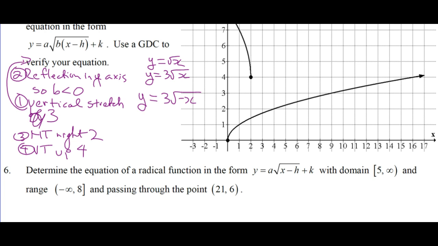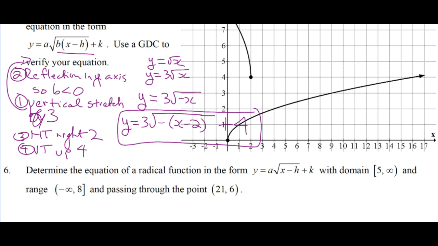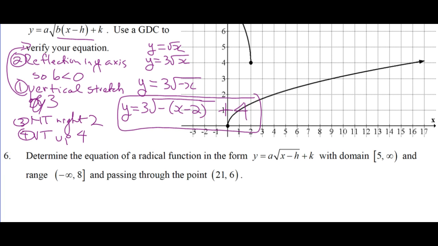Then we went right 2, so y equals 3 root negative, and I replaced the x with what? How do I go right 2? Minus 2. Remember the form, the b is factored out. So it's y equals 3 root negative x minus 2, plus 4.